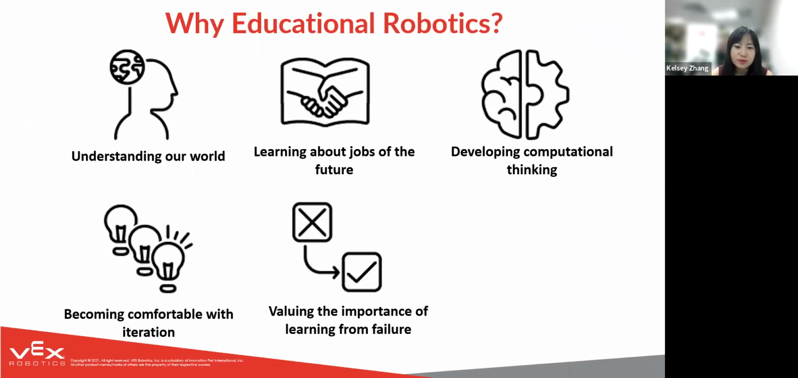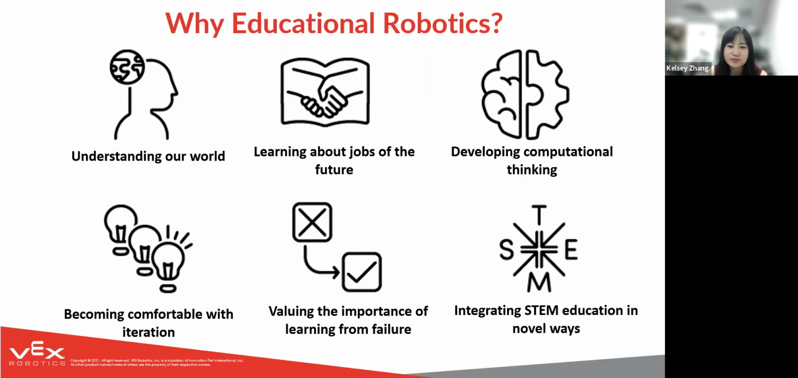I wanted to mention two more points. One is becoming comfortable with iteration and valuing the importance of learning from failure. The process, for example, of assembly and disassembly and programming the robot, testing or debugging the robot definitely involves iteration, and students may encounter a lot of issues and problems. Students will be able to learn from these failures and increase self-efficacy and problem-solving skills. So that's why education robotics is very important to help them learn this kind of critical thinking and problem-solving skills.